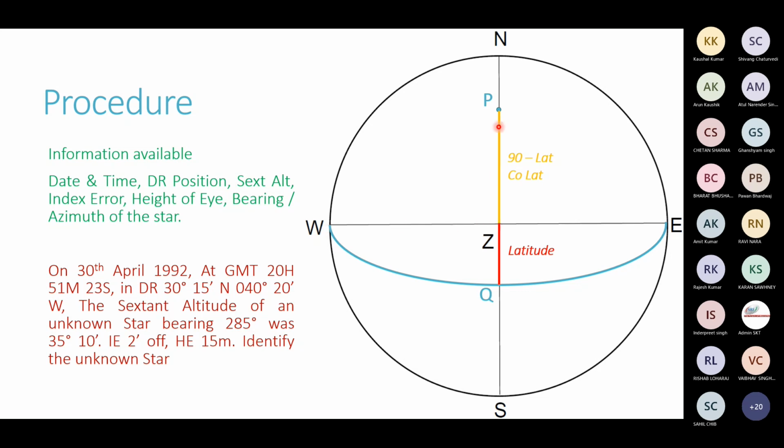Now we know in this diagram the north point represents 000 bearing. Then going clockwise, the east point represents 090 bearing. The south point represents 180 bearing. The west point represents 270 bearing. And coming back to N, it represents 360, which is again equal to 000. So our bearing in this case, as given in the question, is 285. So let's plot this bearing. 285 would lie somewhere here.